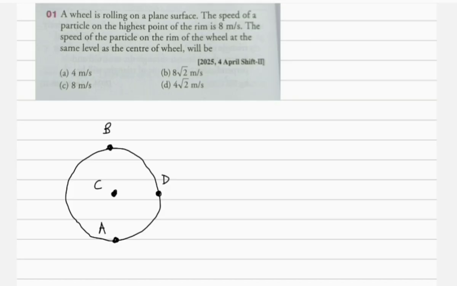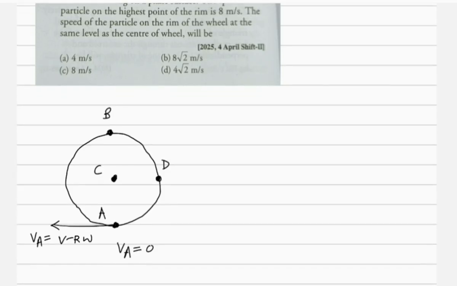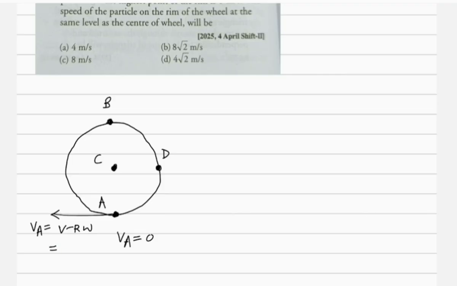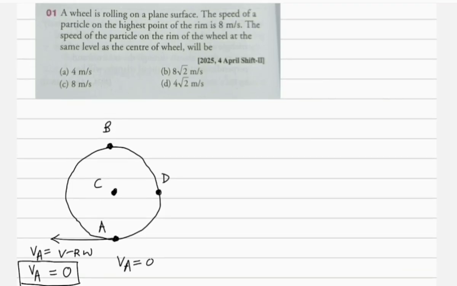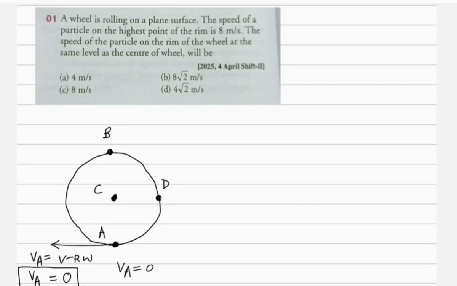So can I say velocity at A will be 0, because the velocity of the center of mass is towards the right, while r omega is towards the left. So the net velocity at point A will be v minus r omega. All of you agree with this? But for pure rolling motion, as per the data, the value of v and the value of r omega will be the same. So v minus v will give you 0. So the velocity at point A, that is the lowest point, is 0. Getting this? Now students, what about the highest point B?